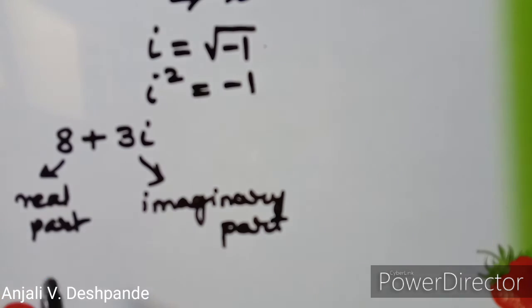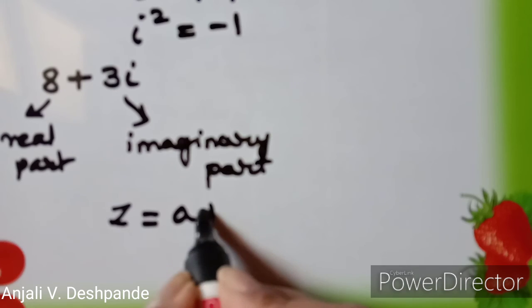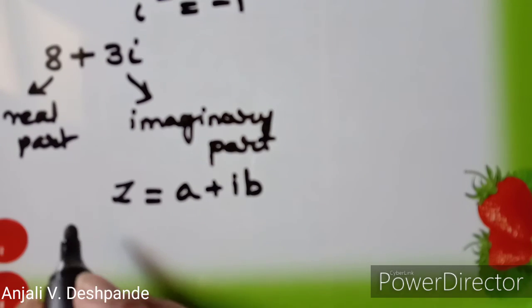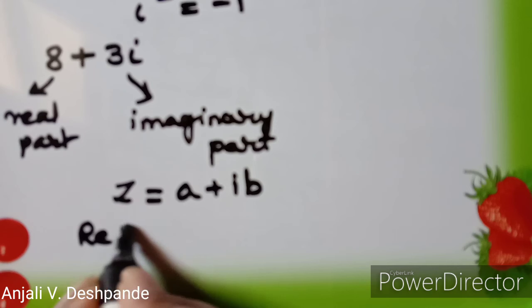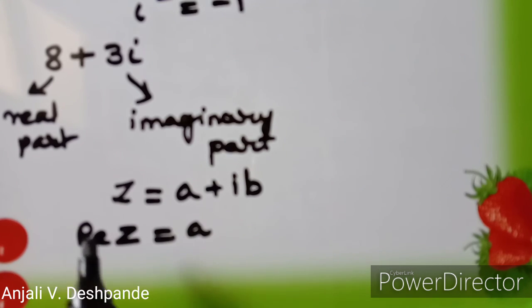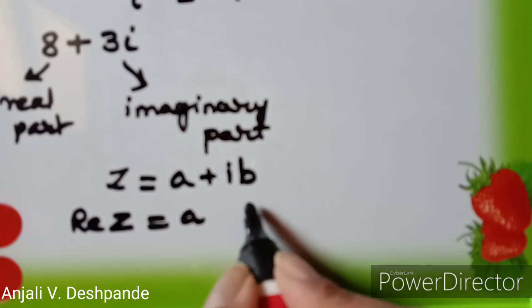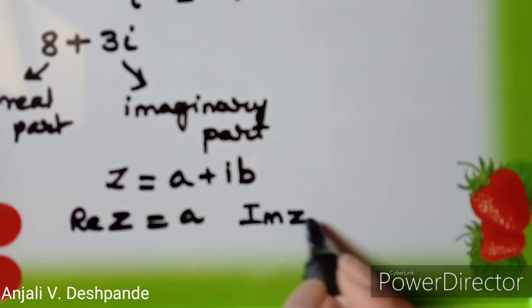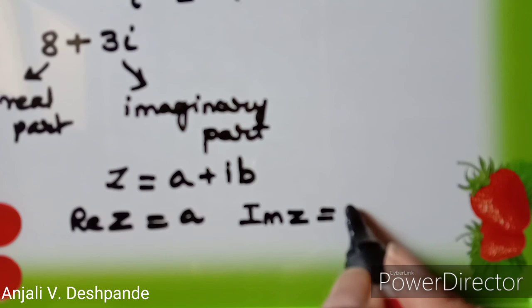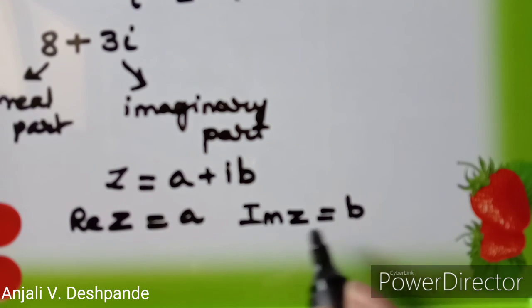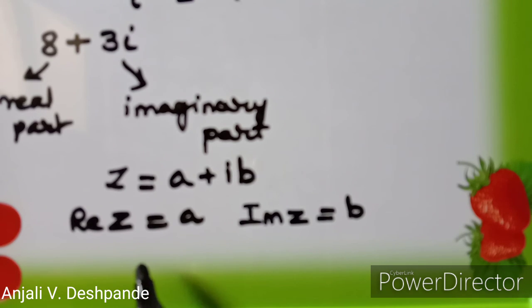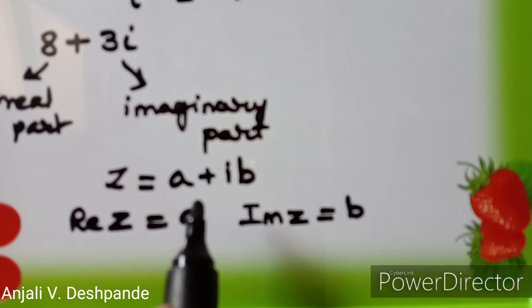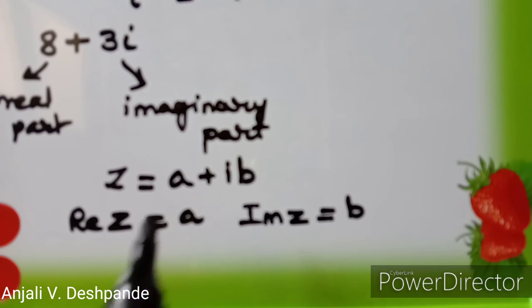So if we define our complex number to be generally in this form, a plus ib, then the real part of z is equal to a and the imaginary part of z is equal to b, and i is equal to root of -1. So this is the definition of a complex number explained in simple language.